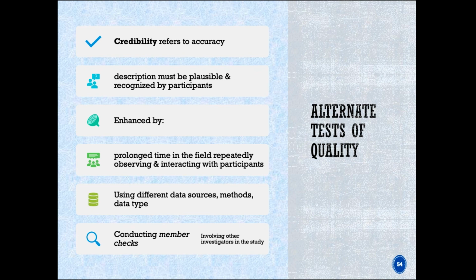So credibility refers to the accuracy of the data gathered. Descriptions must be plausible and recognized by participants, and enhanced by a prolonged time in the field, repeatedly observing and interacting with participants. That gives you validity or credibility to your data. Using different data sources, methods, and data types: if you rely only on interviews, you may have questions on your credibility. But if you use focus group discussions, interviews, and observations, all of them, that makes the data more credible. Conducting member checks and involving other investigators in the study, because only you may have that bias, may interfere. But involving other investigators with you in the field makes the data more credible.